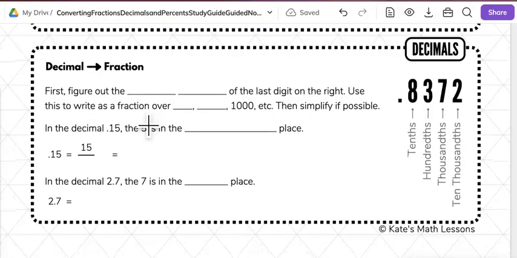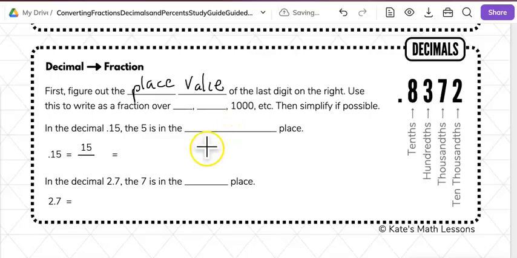Now, next part. At any point, if you need to pause, you pause and then write down what I have, so you have these in your notes. So we're going to do decimal to a fraction. We first have to figure out the place value of the last digit on the right. Use this to write down the fraction over a 10, 100, or 1,000. Then simplify if possible.